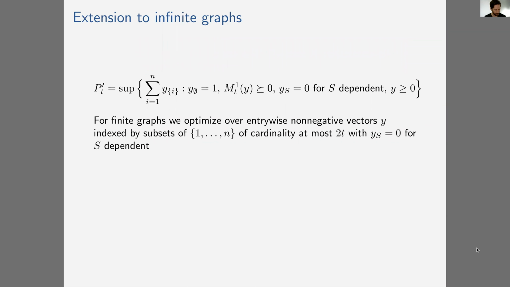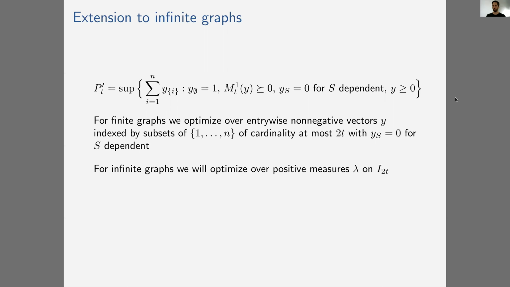Okay, so here's the moment hierarchy again. But now I have a prime here, and that's just because there's this extra constraint I talked about, that y is entry-wise non-negative. As we go to bounds for packing problems, it's actually going to be important that we add those constraints. So again, for finite graphs, we optimize over entry-wise non-negative vectors y, indexed by subsets of the vertex set, which is now just a set of labels 1 to n, of cardinality at most 2t, where y_S is 0 whenever S is dependent, right? And then we have the normalization condition and the moment matrix condition.